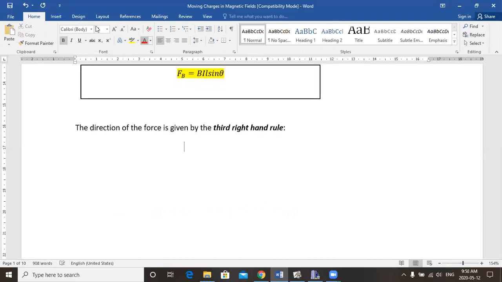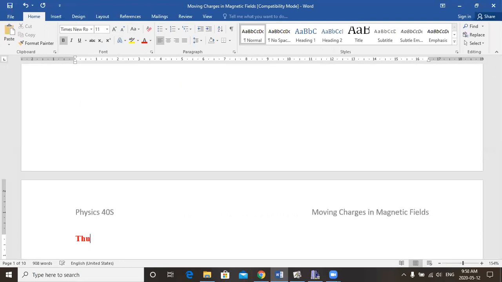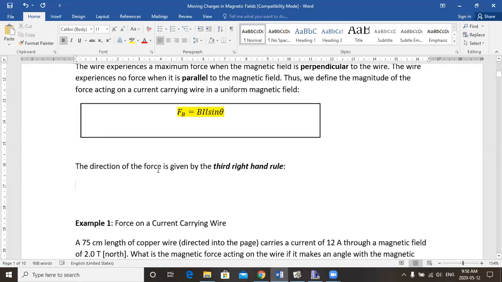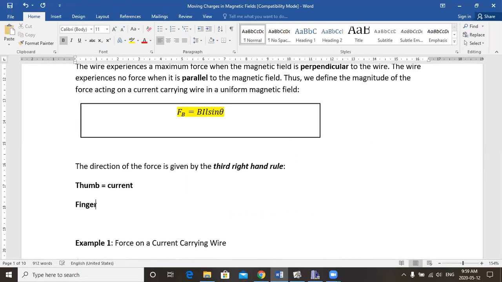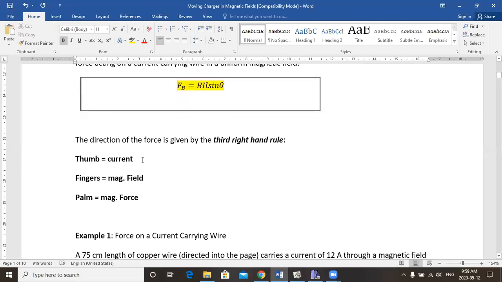The direction of the magnetic force is given by the third right-hand rule. Remember that the thumb is the direction of the current, fingers the direction of the magnetic field, and the palm was the direction of the magnetic force. So for example, if the current was going into the page and the magnetic field was due north, then your palm should be facing to the right, and that would be the direction of the magnetic force.